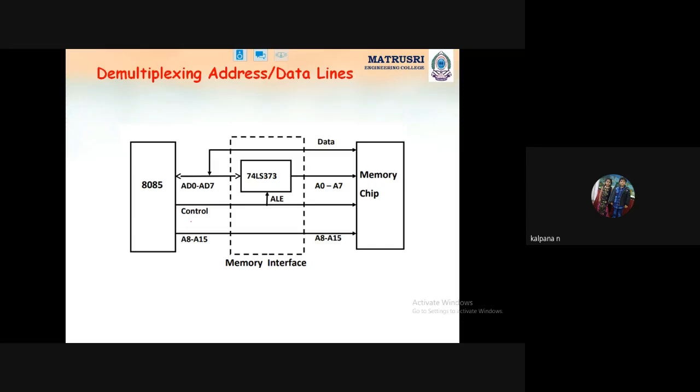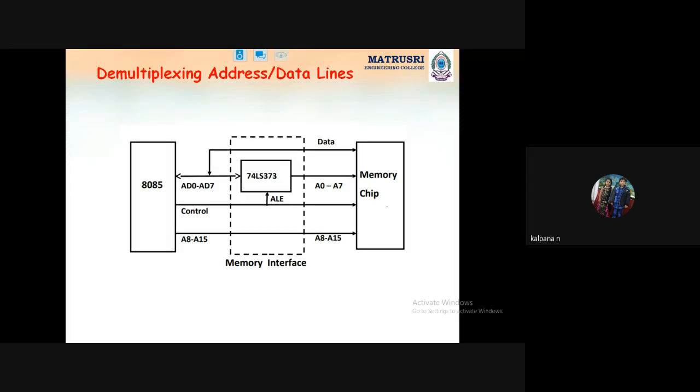How many control signals are we using? Read, Write, IO/M bar, and next, ALE and Ready. Among these, ALE is to enable the latch, that is, to enable the address lines. Ready is used for giving the ready signal of the processor. Now ALE and Ready are removed, and IO/M bar is used to select the chip.